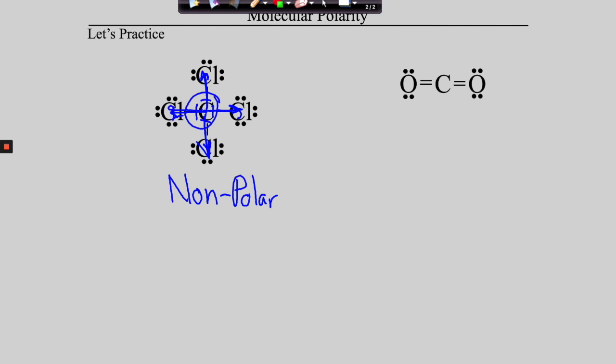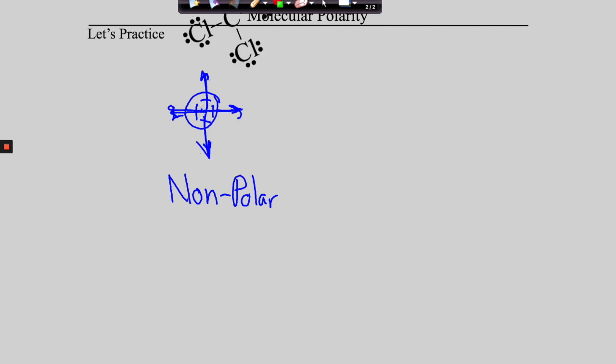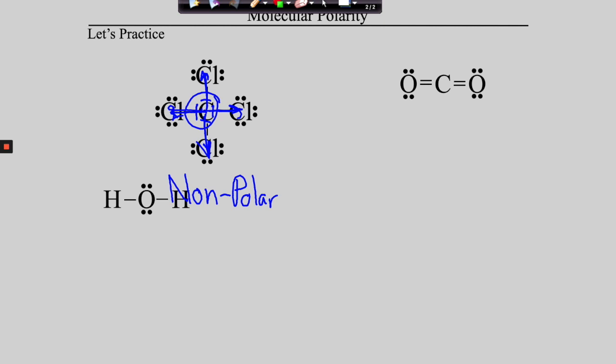So guys, drawing in your polarity arrows, do they point in or out? They point out. Oxygen is stronger than carbon. Starting again, oxygen stronger than carbon goes in that direction. Oxygen stronger than carbon goes in this direction.